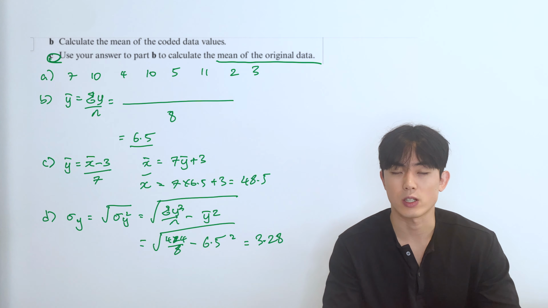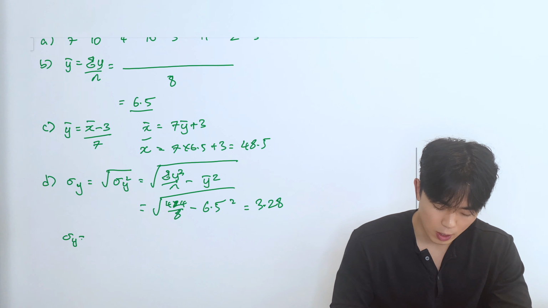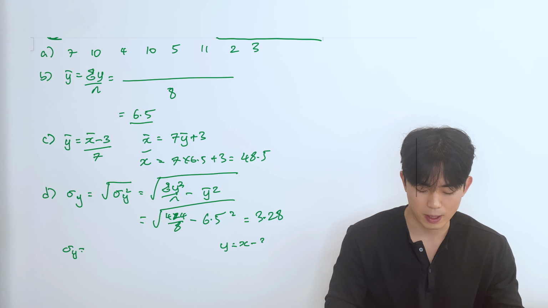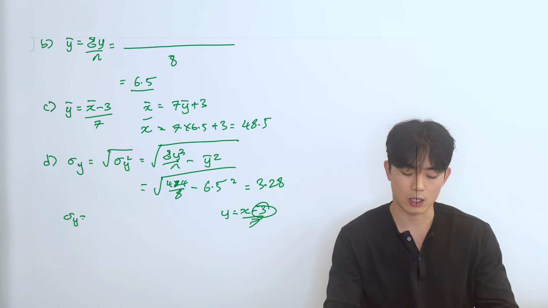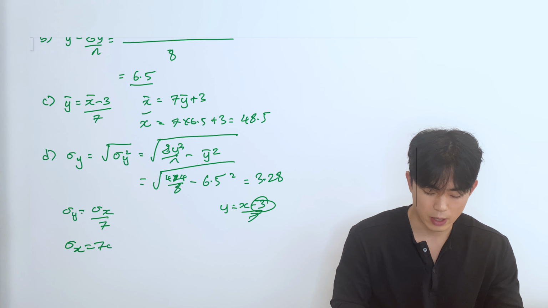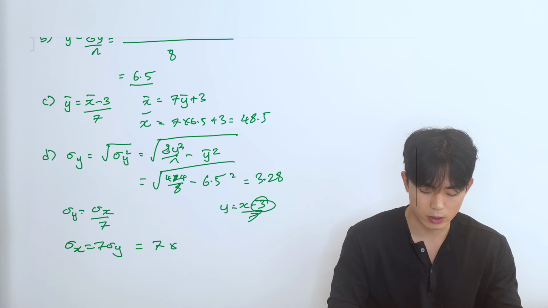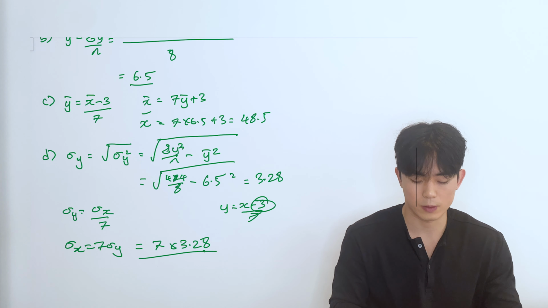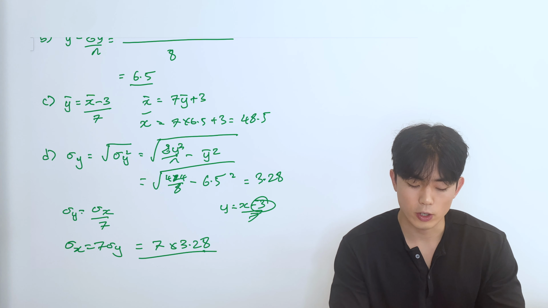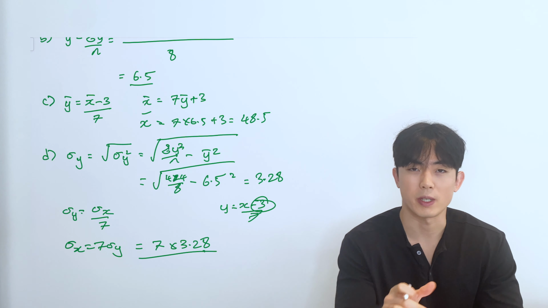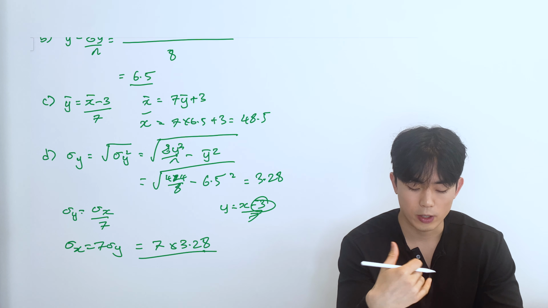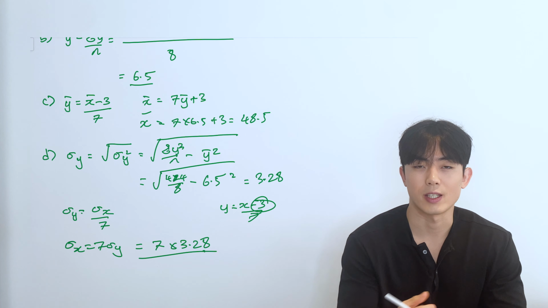If you want to find the standard deviation of the original data, well, sigma y is equal to, remember this, even though the code was y is x minus 3 over 7, this 3 does not affect the standard deviation. So it's going to be sigma x over 7. So sigma x is going to be 7 times sigma y. So it's just essentially going to be 7 times 3.28, like this. Okay, so that's how we find the standard deviation of the original data. So as long as you know the relationship between the mean of the original data and coded data and standard deviation of coded data and original data, then you can make it a bit easier for yourself when dealing with more difficult numbers.